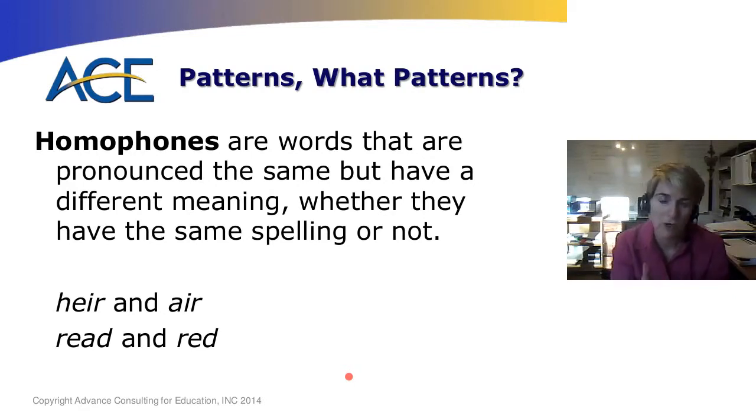So, for example, we've got air and heir. They sound exactly the same. And we've got red and read. They sound the same. So these are homophones.